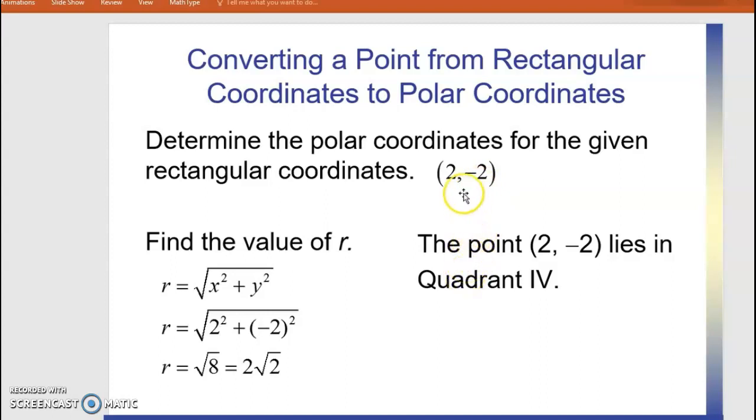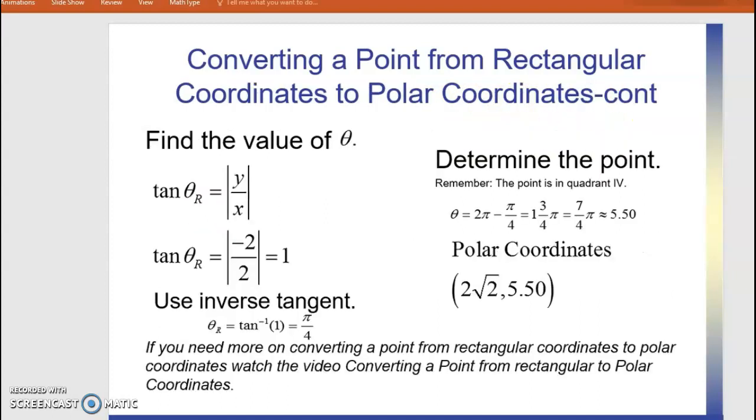Please note, however, that the point (2, -2) is in the fourth quadrant. That is an important fact. Moving forward to complete finding the second portion of this point in our polar coordinate system, in other words, finding the value of theta. Well, the tangent of theta, or the tangent of the reference angle for theta, is equal to y over x, and yes, you must take the absolute value of that quotient.